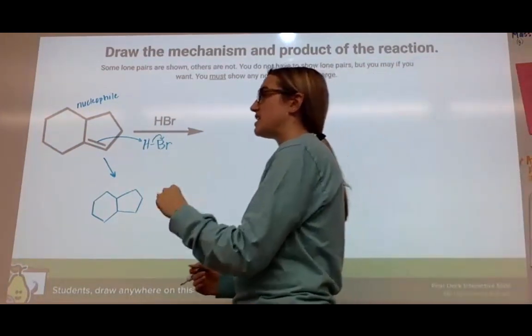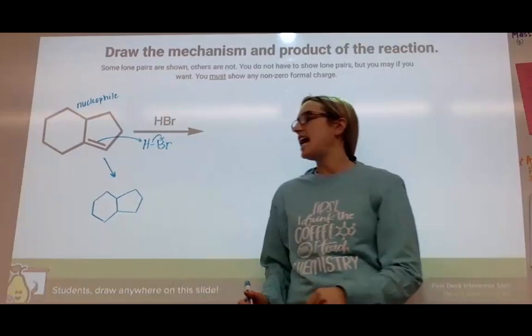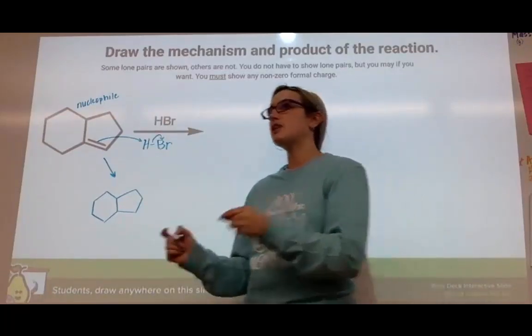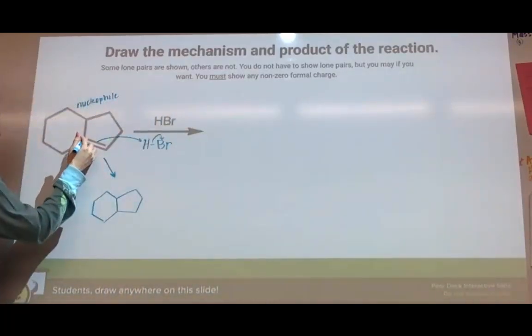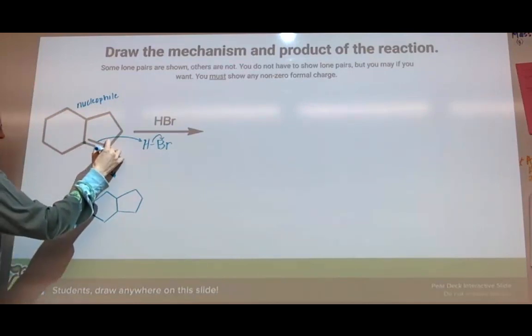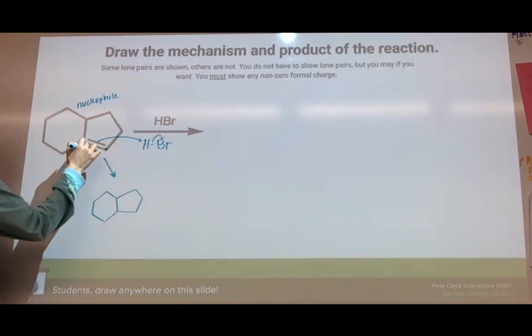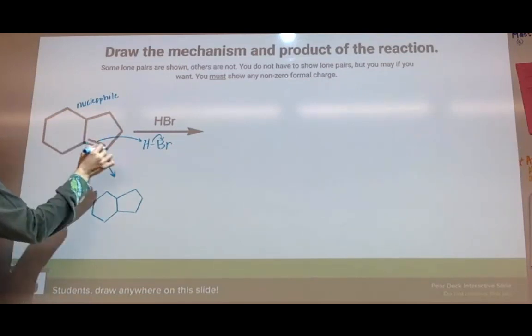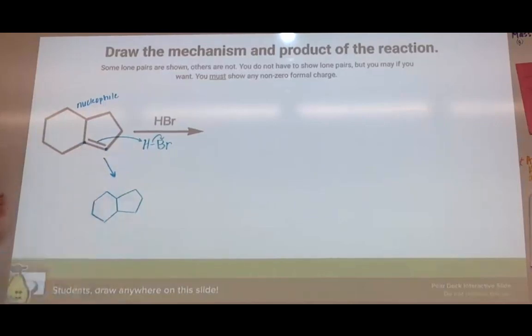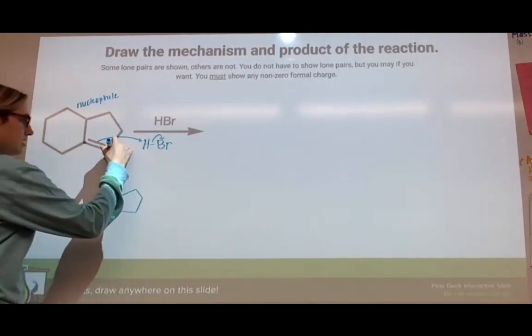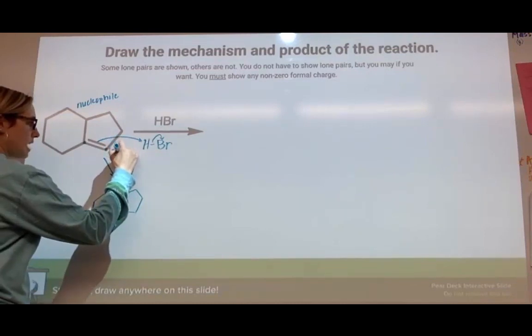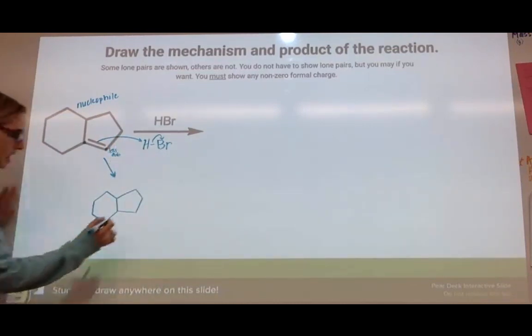Markovnikov's rule says the hydrogen gets added to the less substituted carbon. So the two carbons that we are looking at are here and here, on either side of the alkene. This has 1, 2, 3 carbons connected to it. This has 1, 2 carbons connected to it, which means it also has a hydrogen. This is the less substituted side. That's where the hydrogen is going to go.